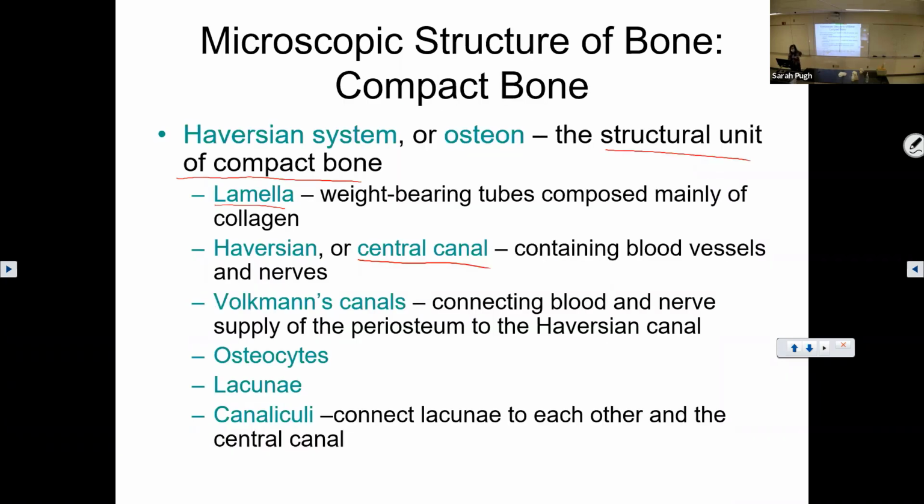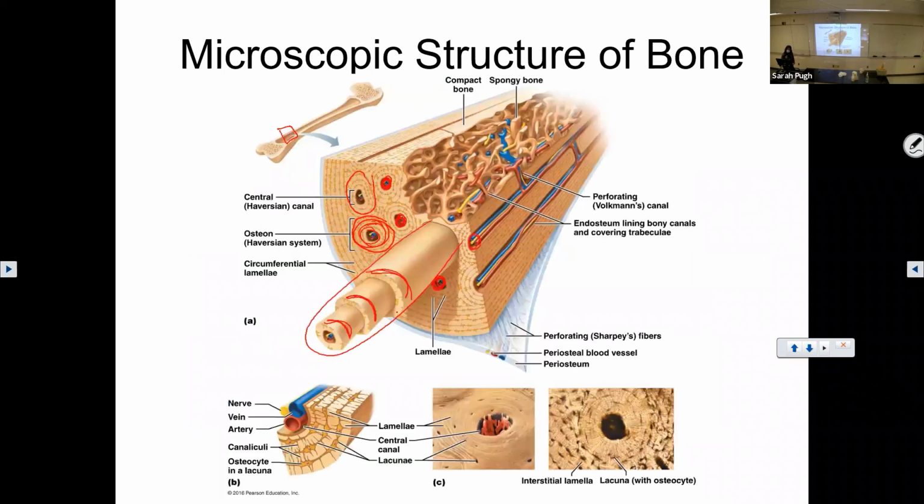Now Volkmann's canals run in the opposite direction and carry the blood vessels into the deepest part of your bone. So the Volkmann's canals you can see are like here and here. So they're carrying the blood into the bone.